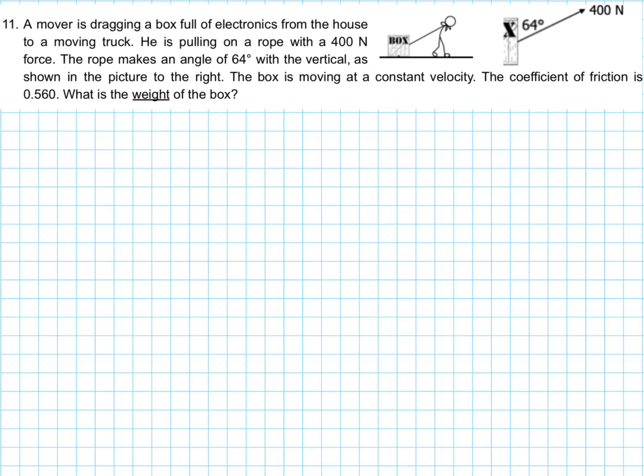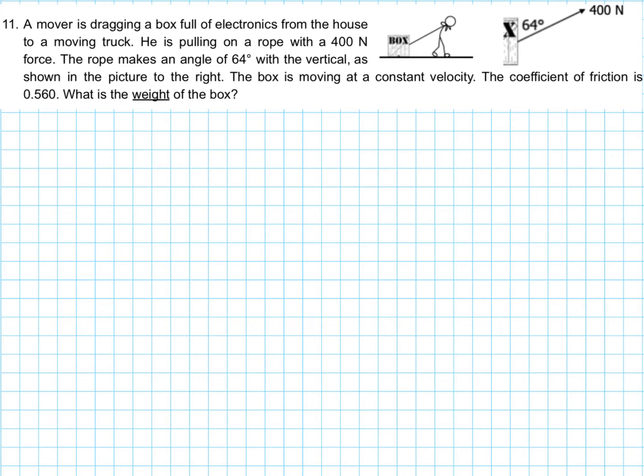A mover is dragging a box full of electronics from the house to a moving truck. He is pulling on a rope with a 400 Newton force. The rope makes an angle of 64 degrees with the vertical as shown. In the picture to the right, the box is moving at a constant velocity. The coefficient of friction is 0.560. What is the weight of the box?